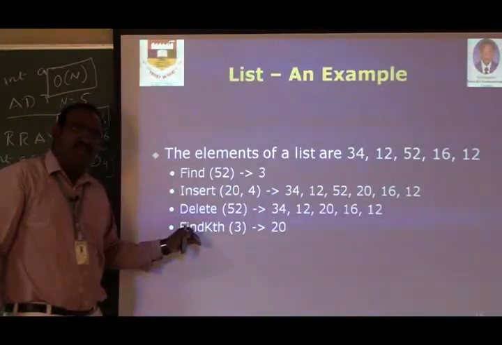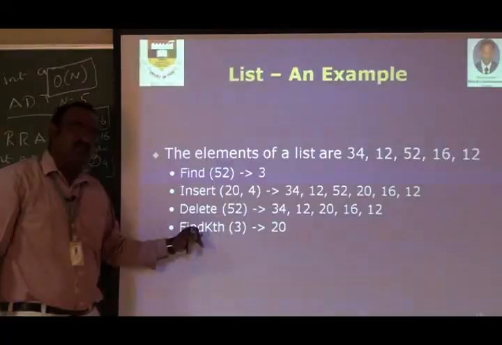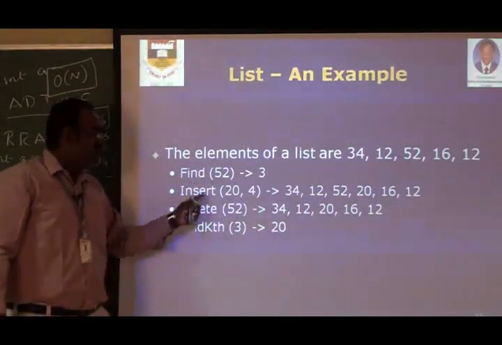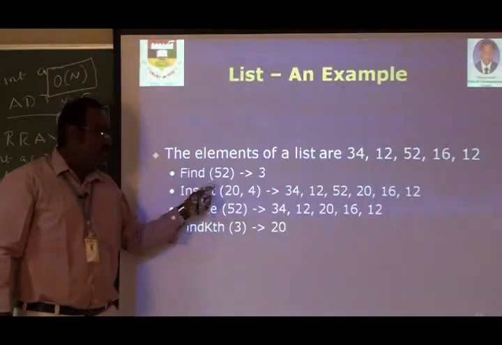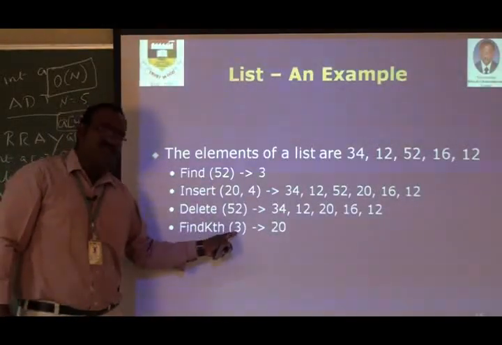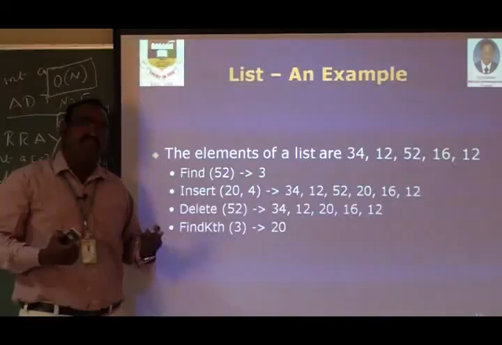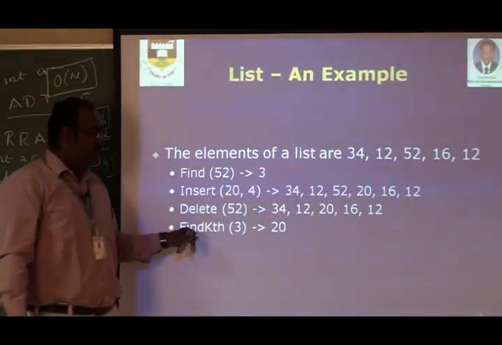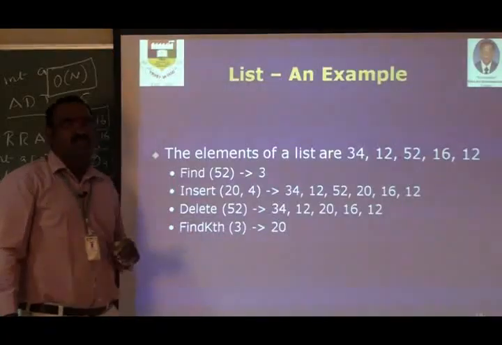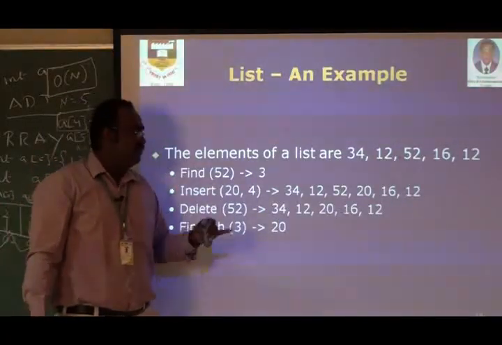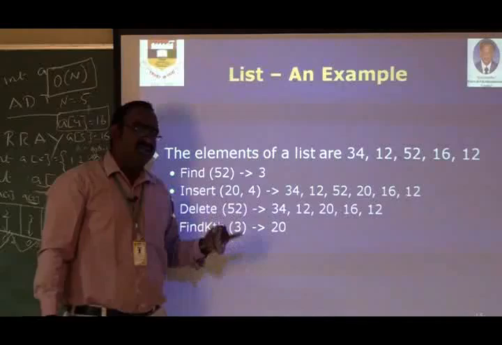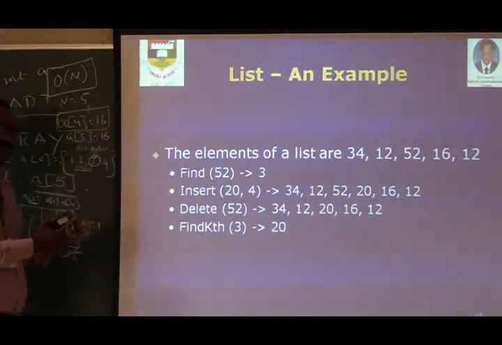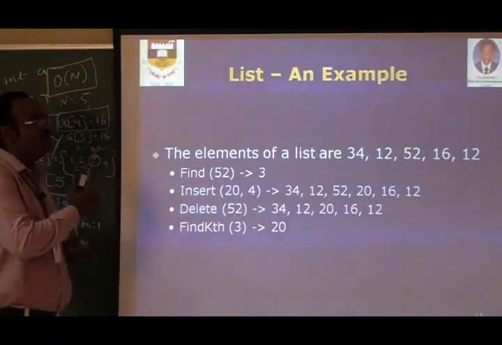Now find kth. What are they going to perform? K is a position. So what is the element in the third position? The first find is performed by the data element 52, but this find kth is by the position. We don't know the element, but we need the third position. What is the element there? There is a possibility in list ADT to find the element at the third position in the list. So first is 34, 12 is second, 20 is third, so the value returned is 20.